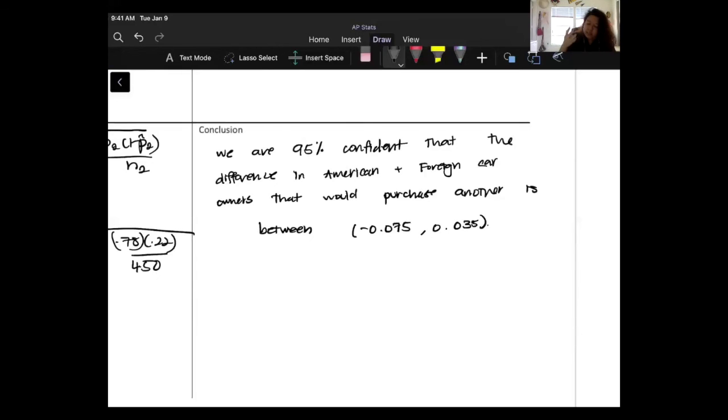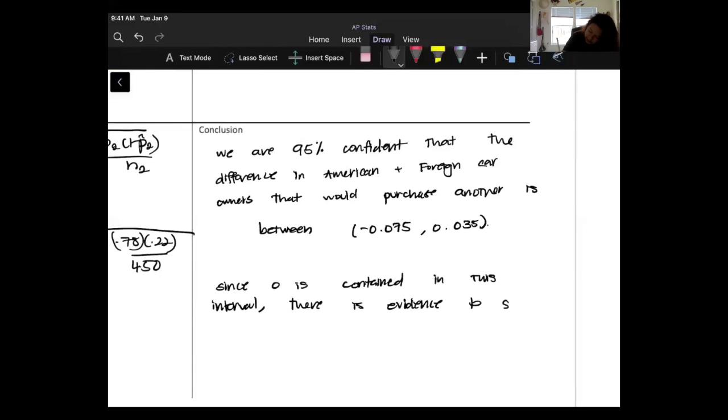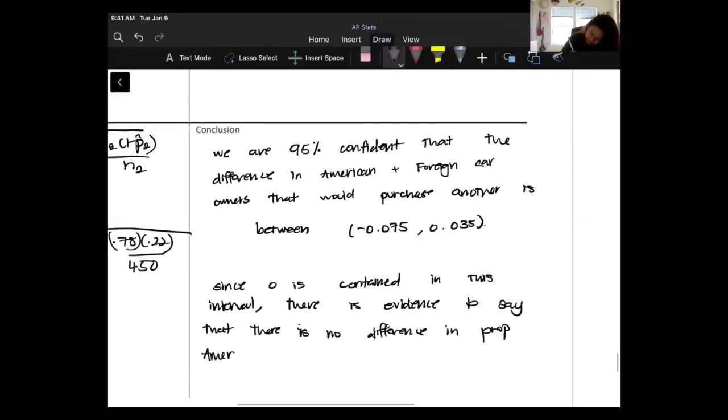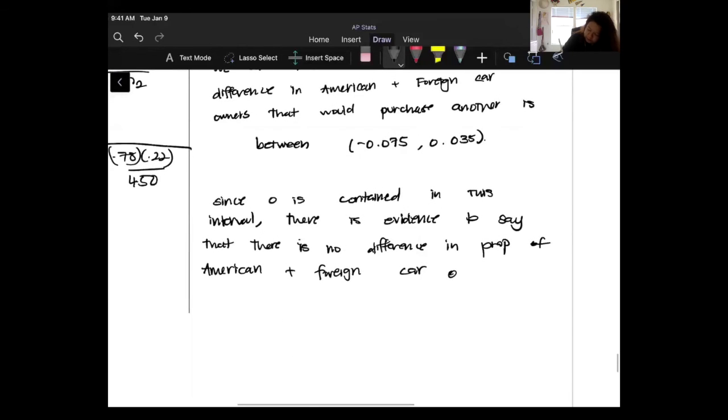Well, 0 is contained in this interval. Since 0 is contained in this interval, there is evidence to say that there is no difference in proportion of American and foreign car owners who'd buy another.